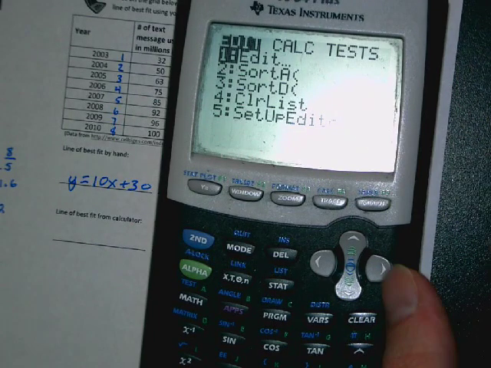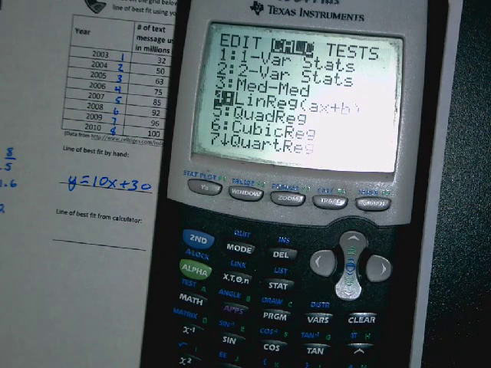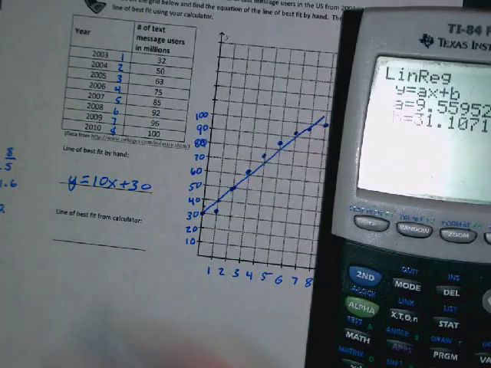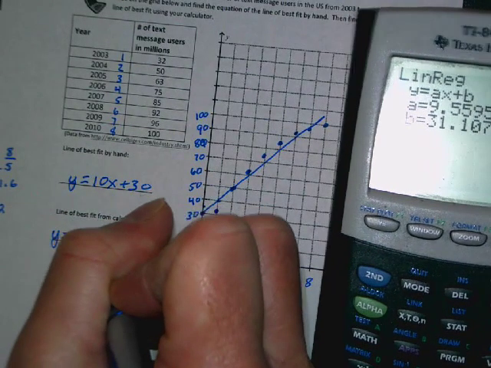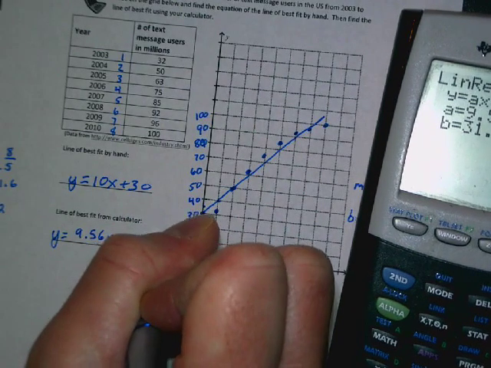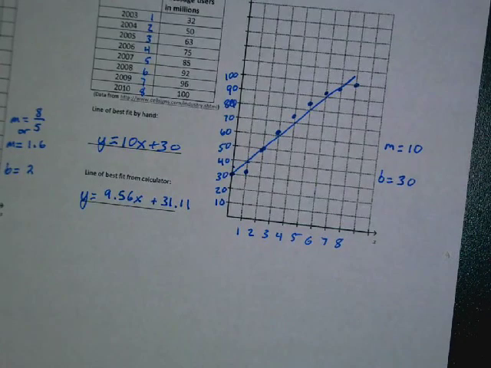So if you get them input correctly, it's going to give you the right answer. And then we go back to that same button again. Everything goes to that stat button. Hit stat again. Go over to the calculate menu and then down to linear regression. Hit enter, enter. So there's our equation. Round that to 9.56 and then 31.11. So y equals 9.56x plus 31.11.